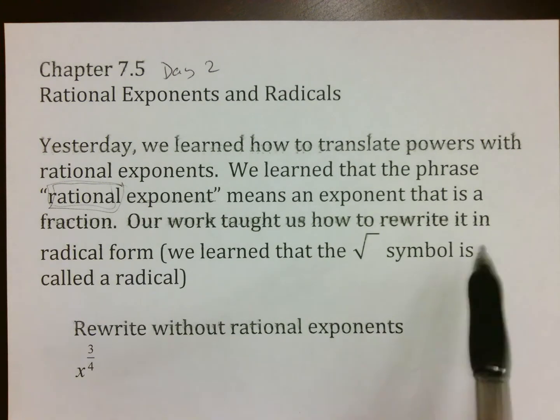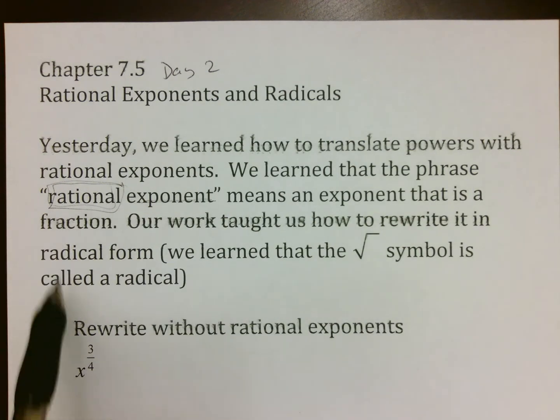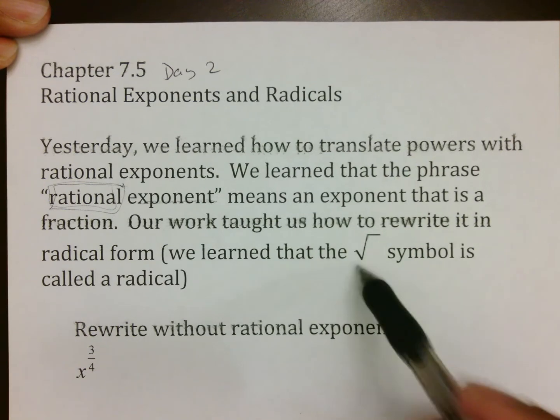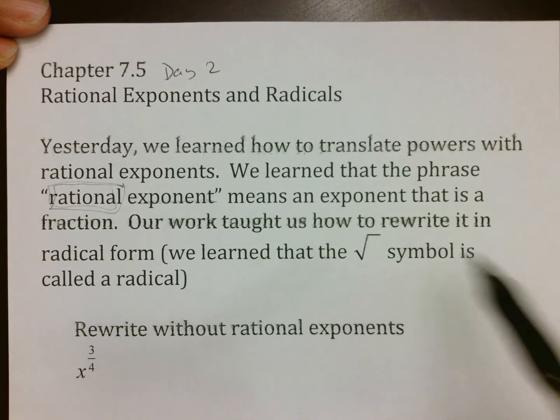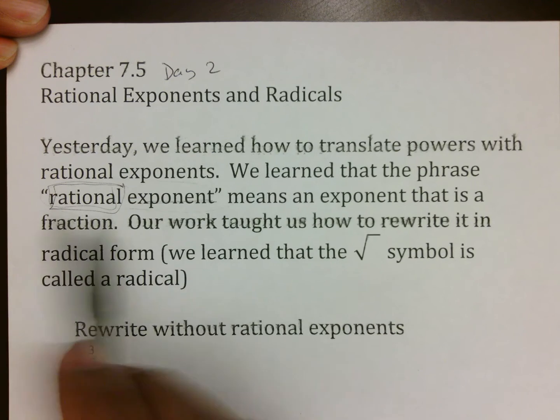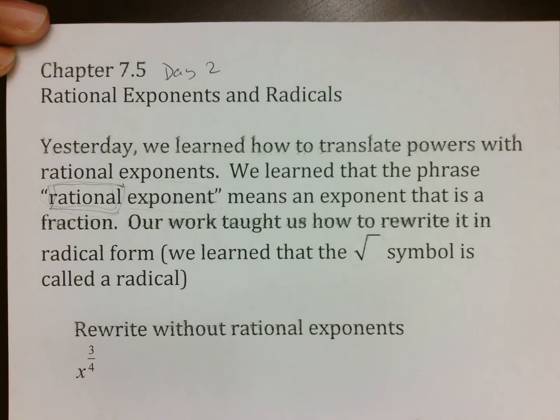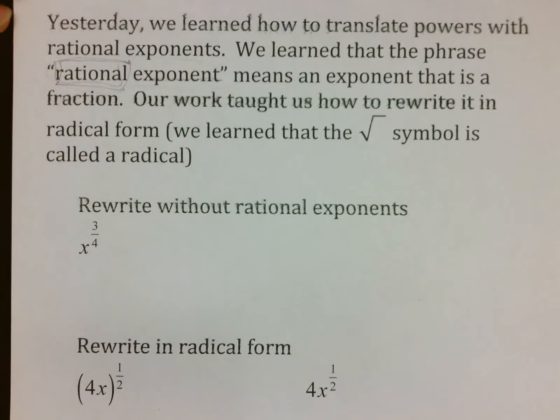Our work yesterday taught us how to rewrite a rational exponent in radical form, where also we learned that the radical symbol is this thing here. So again, if you want a rational exponent, that means you want a fraction in the exponent. If you want a radical form, that means you want it in this form. Real quick review on that.